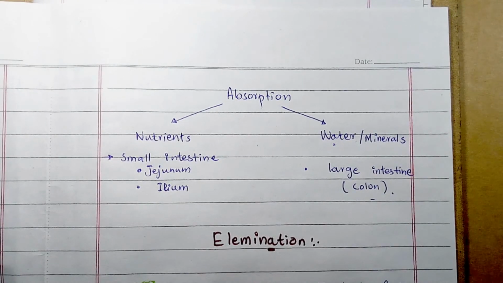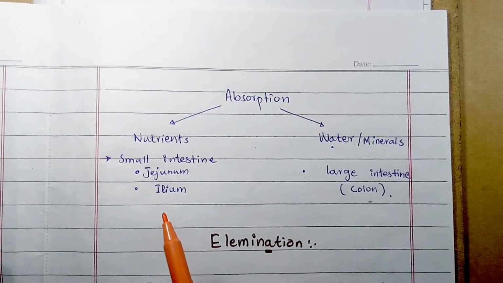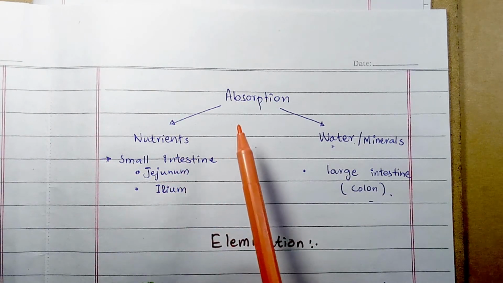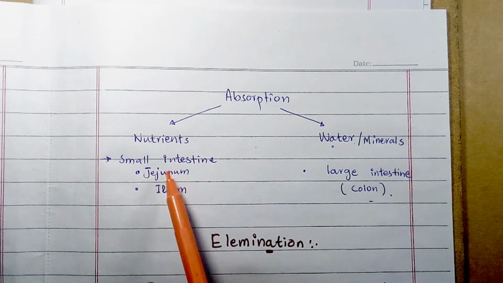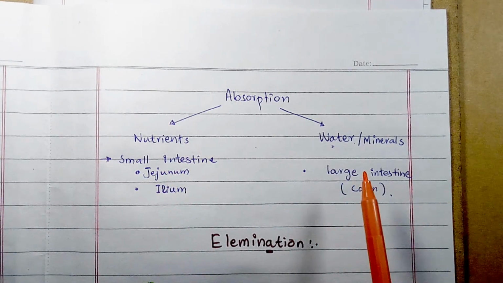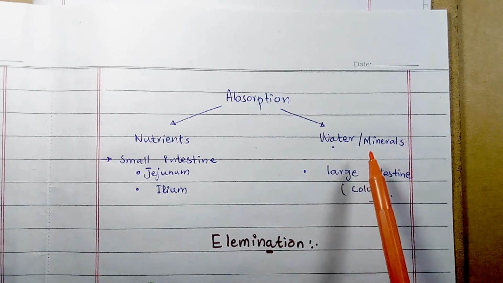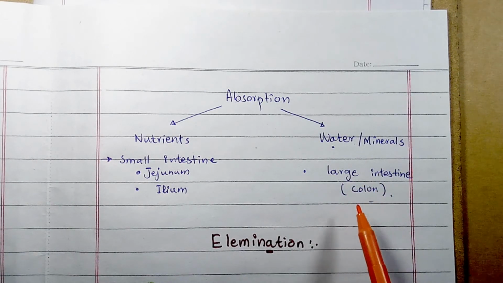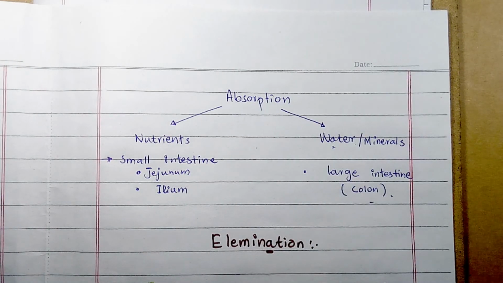The small intestine has three parts: the duodenum, jejunum, and ileum. Mostly the duodenum is responsible for digestion, while the jejunum and ileum are involved in nutrient absorption. Water and mineral absorption is the other type of absorption, which occurs in the large intestine, in the colon part of the large intestine. So this is the second functional component of the digestive system.